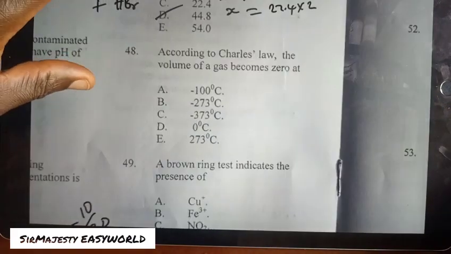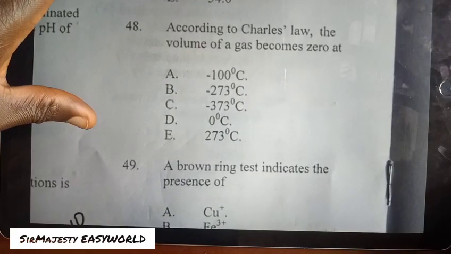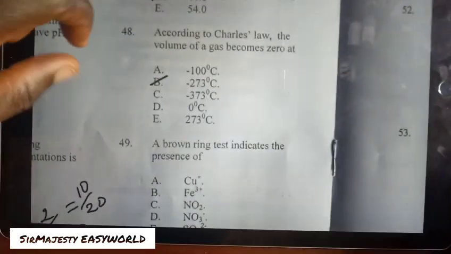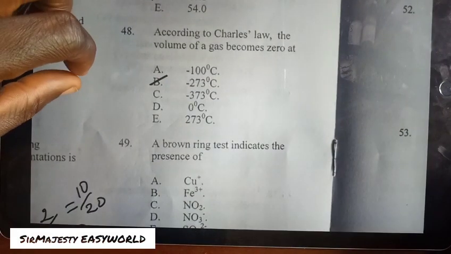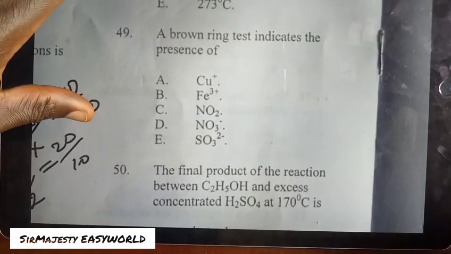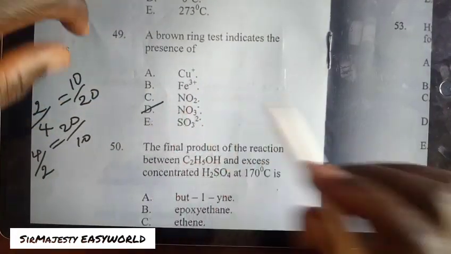According to Charles' law, the volume of a gas becomes zero at minus 273 degrees. Yes. A brown ring test indicates the presence of, watch my video here on brown ring test. Of course, it indicates the presence of nitrate (NO3-) ion.